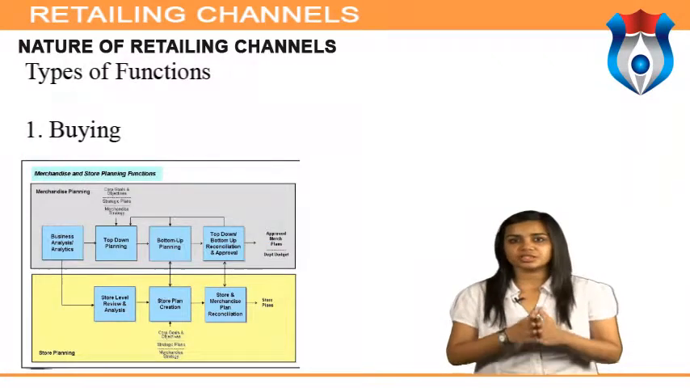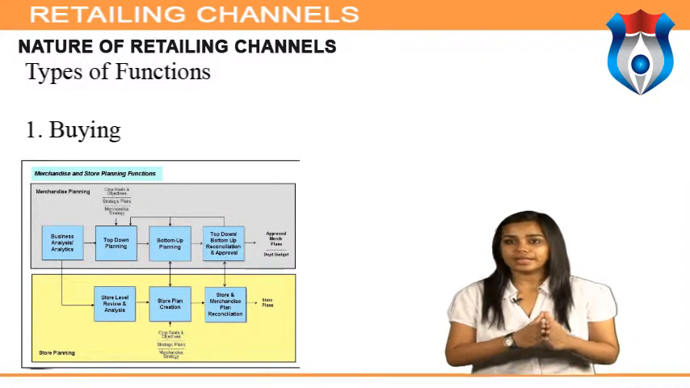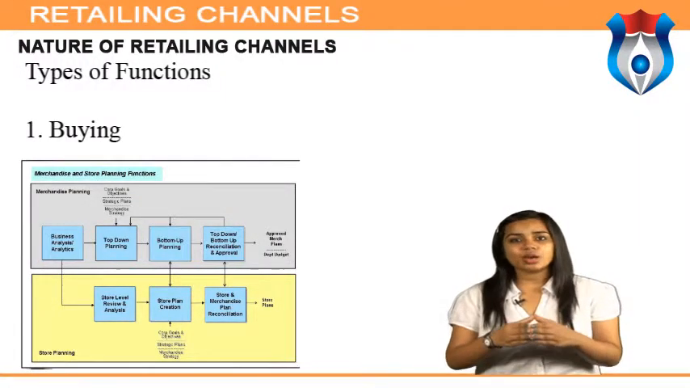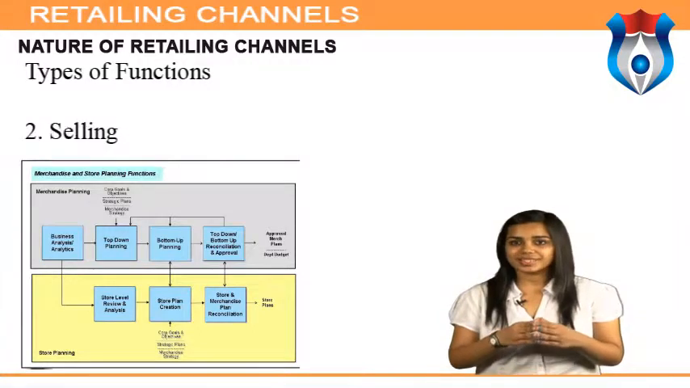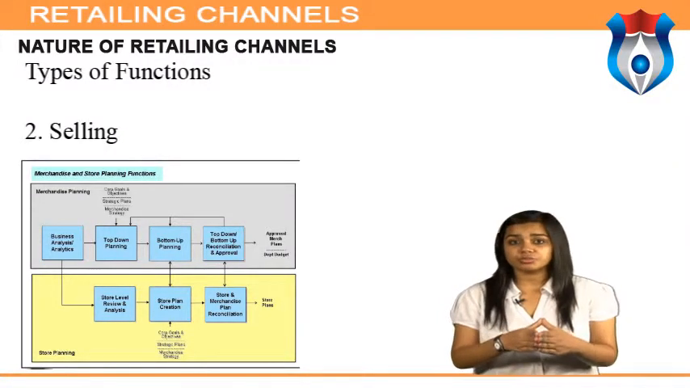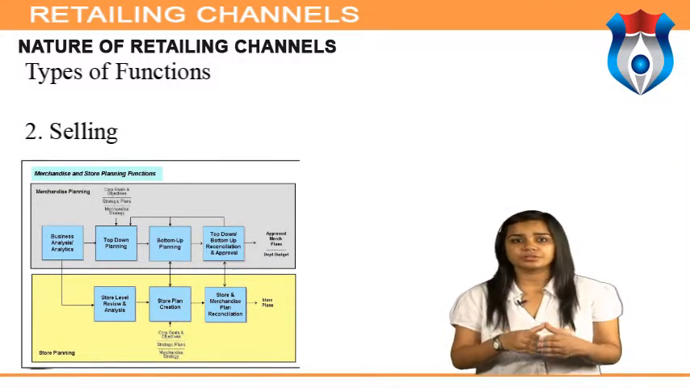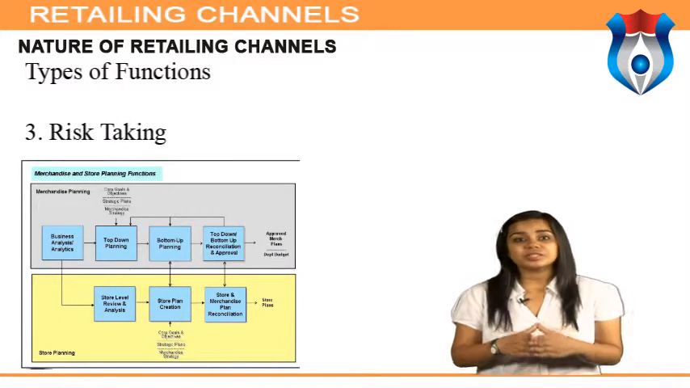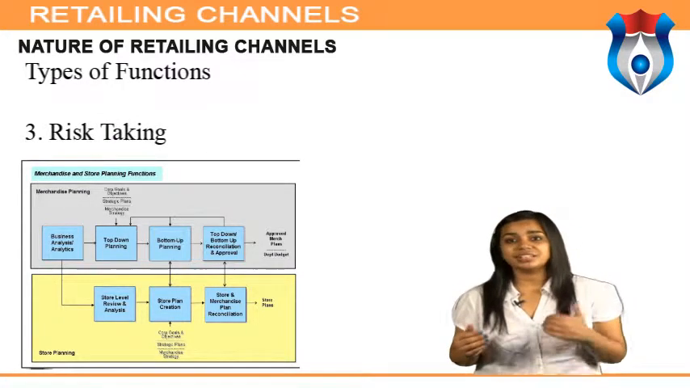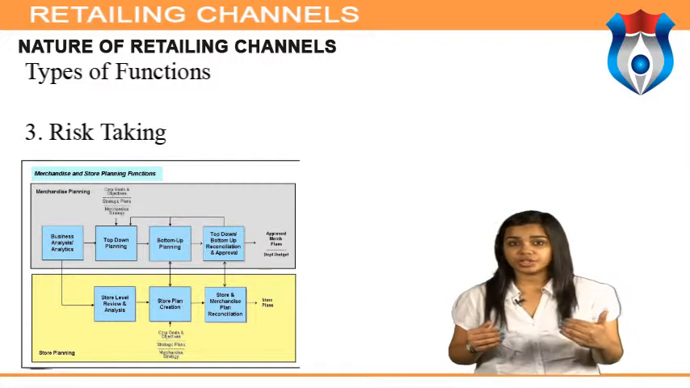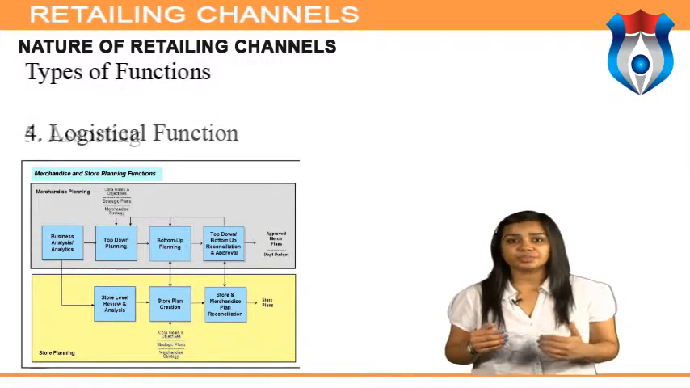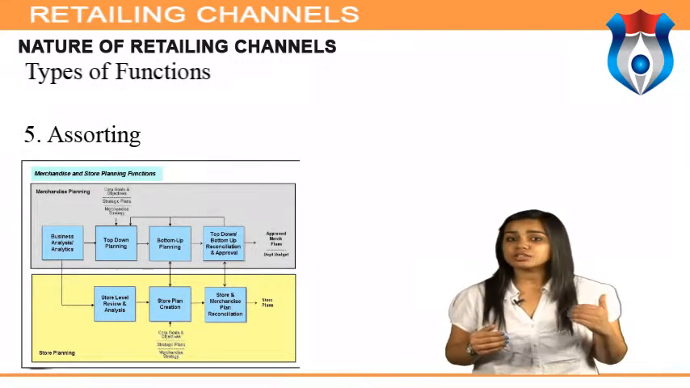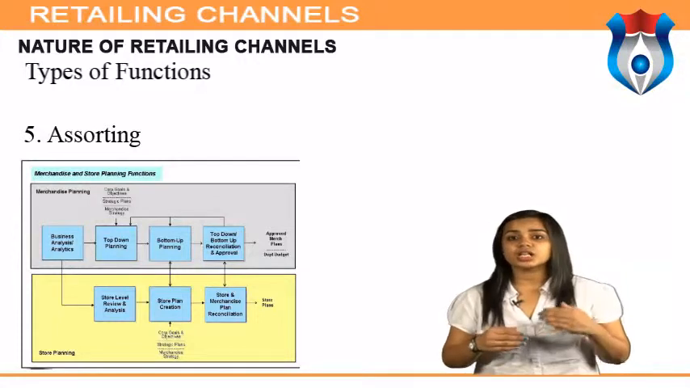Types of functions. Transaction function. Buying. Purchasing products for resale or as an agent for supply of a product. Selling. Contacting potential customers, promoting products and seeking orders. Risk taking. Assuming business risk in the ownership of inventory that can become obsolete or deteriorate. Logistical function. Assorting. Creating product assortments from several sources to serve customers.